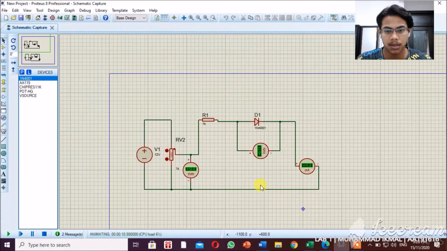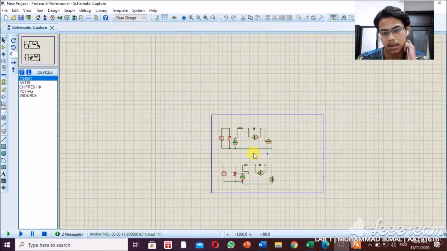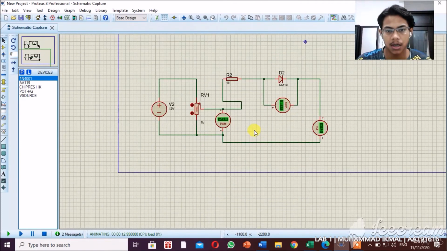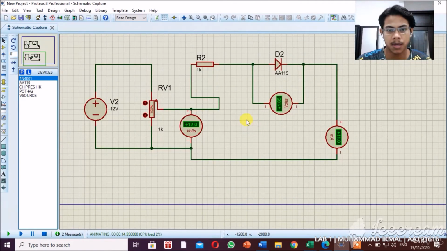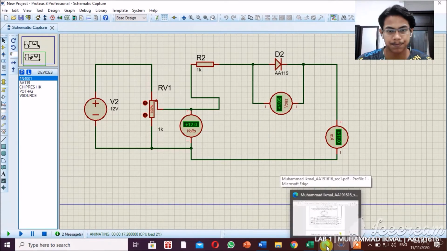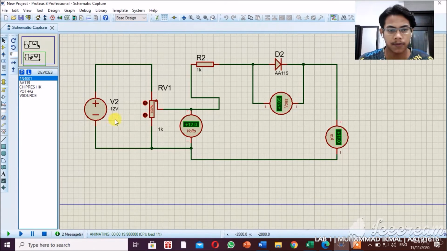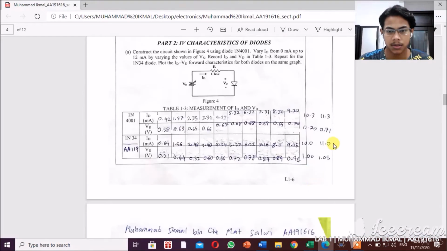And for the germanium diode also, I use the same measurement, 1 volt. At 12 volts the voltage is about 1.5 volt, and the current flow through the germanium diode is 11.0 milliampere. So it's the same.